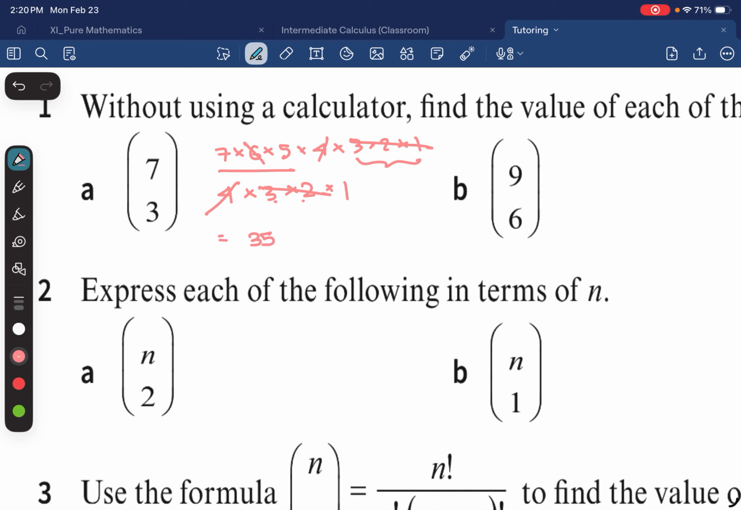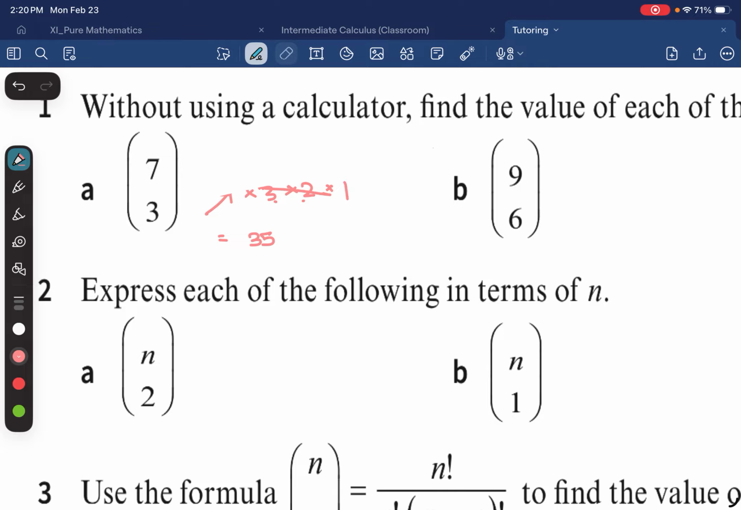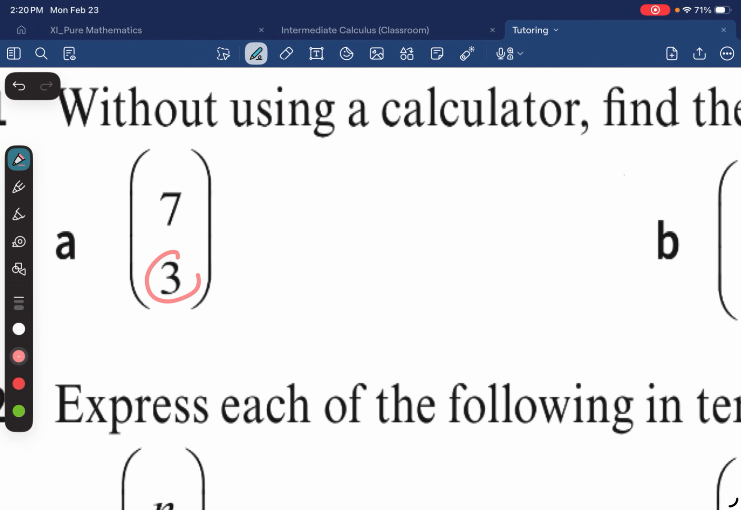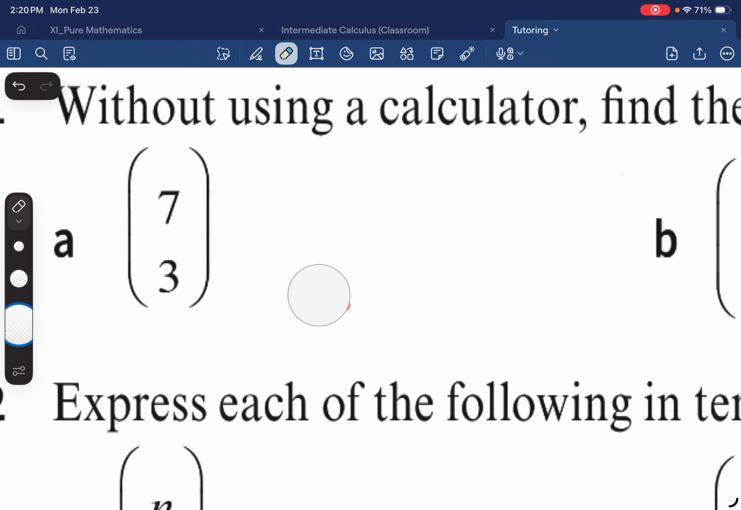Now here's another way to do these questions. If you think the formula is a bit too complicated, here's what you can do. You want to use your lower term as a counter. So you start with 7 times 6 times 5, and the minute I have 3 terms, I'm going to stop. So 7 times 6 times 5, I stop, and then I divide by 3 factorial. This will give you the same result. So this is 3 factorial, 3 times 2 times 1. 3 times 2 is 6, 6 cancels out, so you get 35 again. This is a bit easier to do than to use the whole formula.